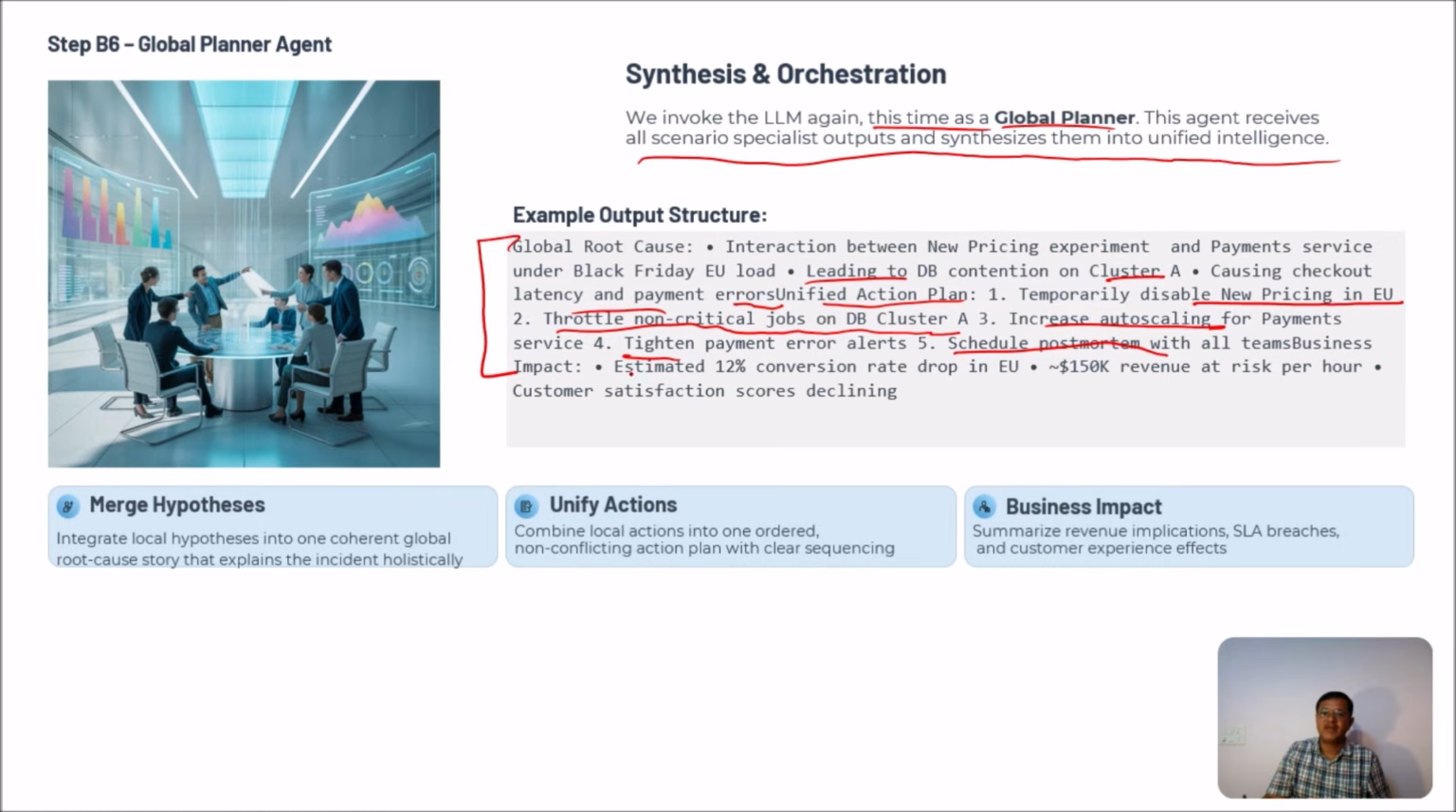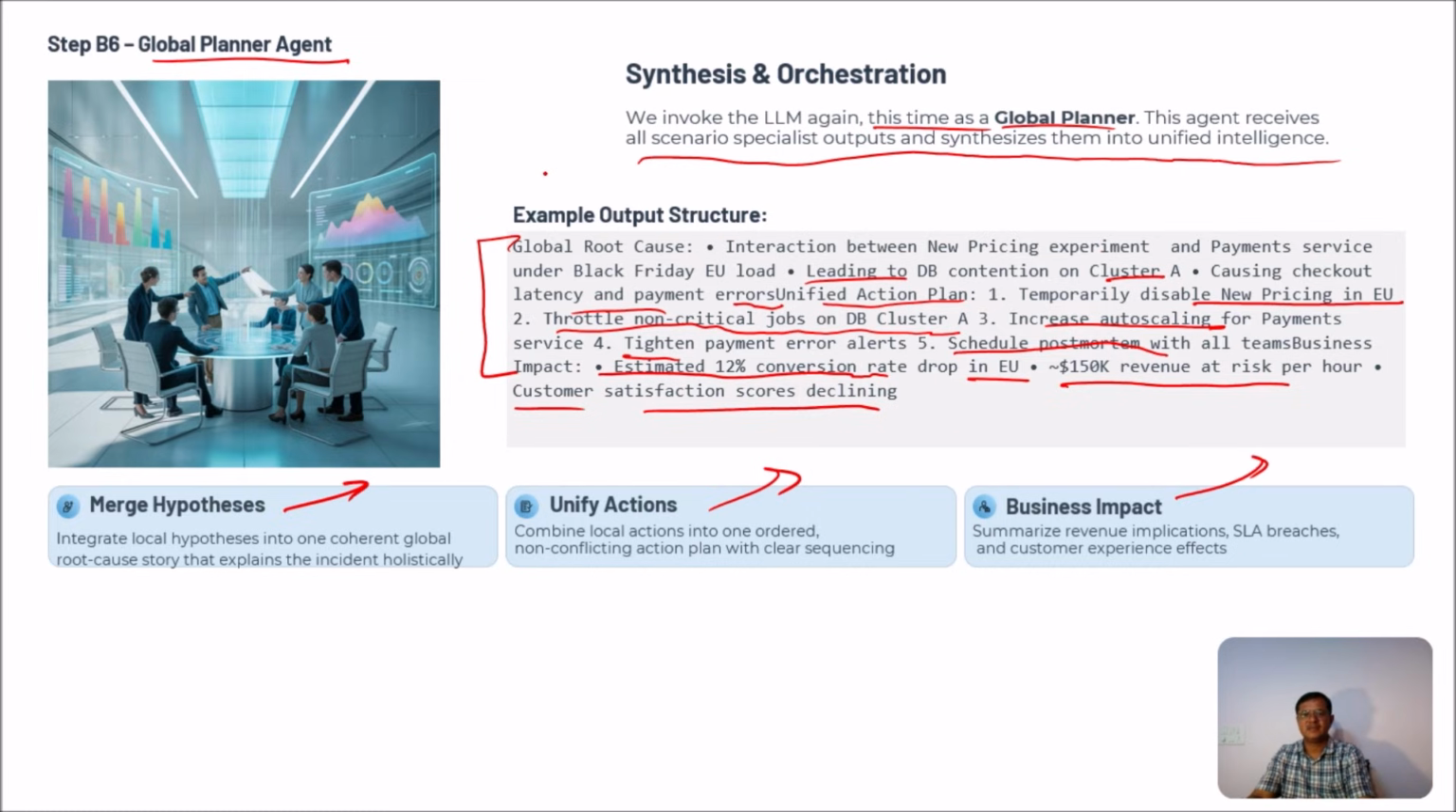So what will be the business impact? Estimated 12% conversion rate drop in EU, this kind of revenue loss per hour, and customers at risk across the declines. So the major role of the global planner agent is to merge the hypotheses, unify the agents, and calculate the business impact. Here this is the output.